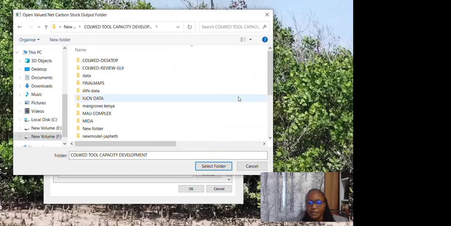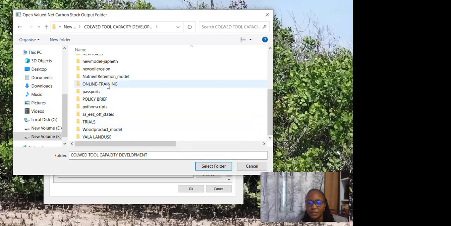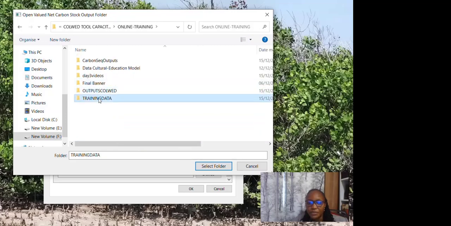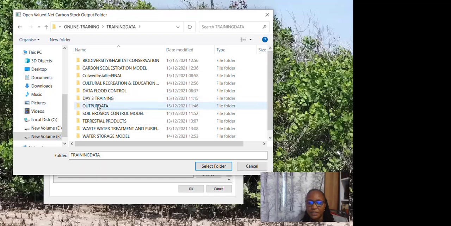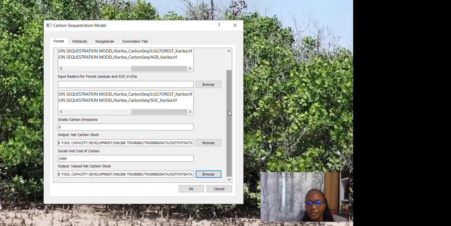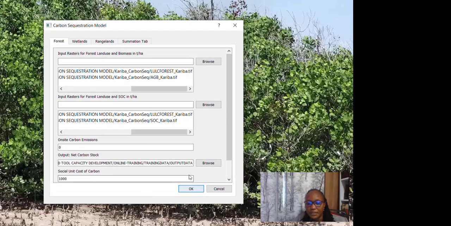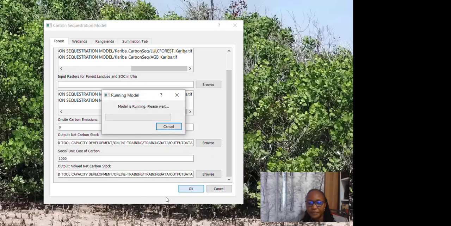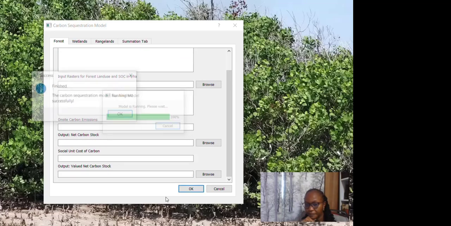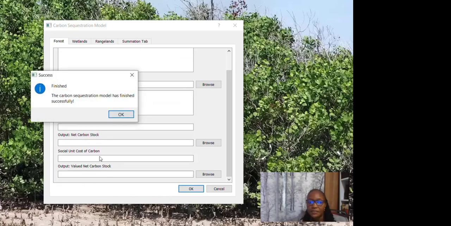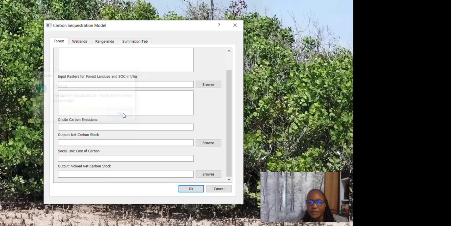You also select again where you'd want your output file to go so that you can visualize it. So I'll still select the same file. And then now, since I've input all the data sets, I can run the model. You can repeat the same for wetland if you have wetland data, if you have rangeland data, so that you can visualize. So we run the model. And the model has successfully finished running.